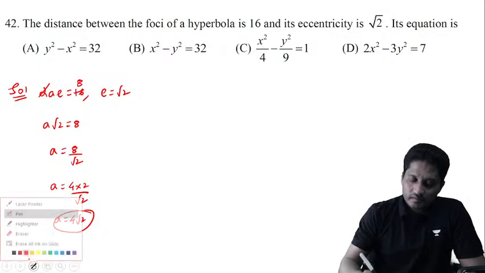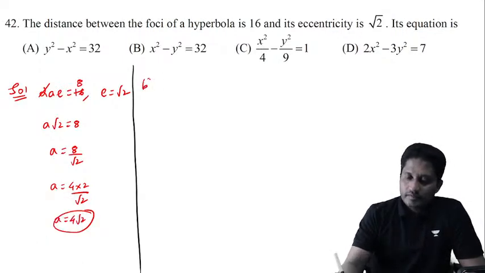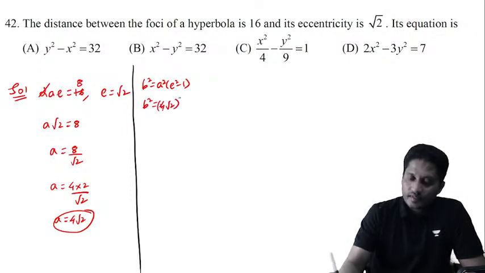Now b square is equal to a square into e square minus 1. Now b square is equal to a square, that is 4 root 2 the whole square, into root 2 square minus 1. B square is equal to 16 into 2 is 32 into 2 minus 1. So b square is equal to 32.